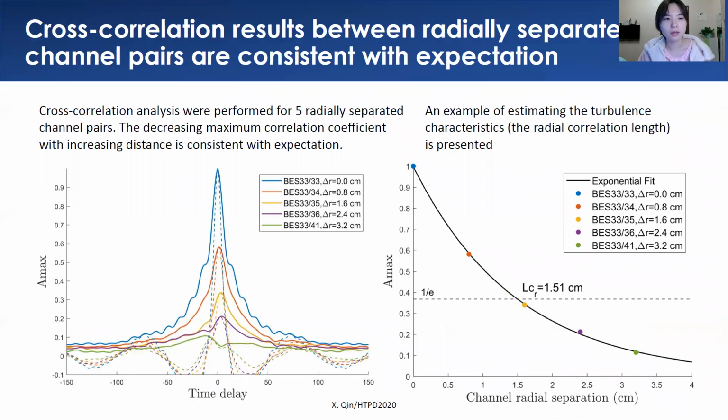An example of cross-correlation analysis between 5 radially separated channel pairs is presented. The decreasing maximum correlation coefficient with increasing distance is consistent with expectation. An example of estimating the turbulence characteristics, the radial correlation length, is presented.